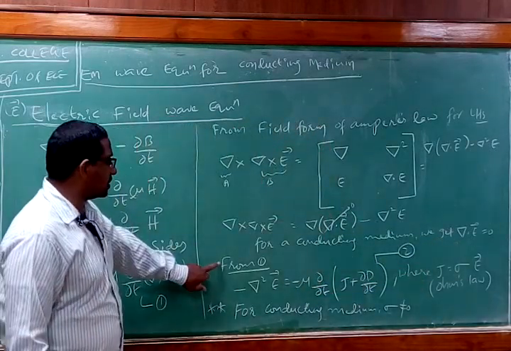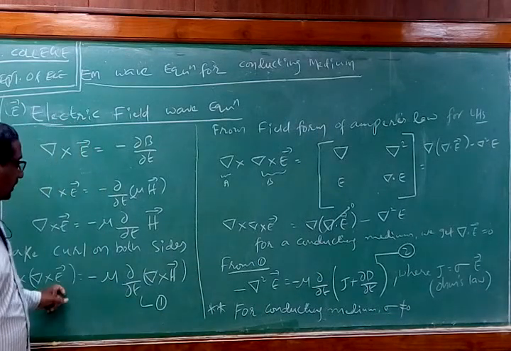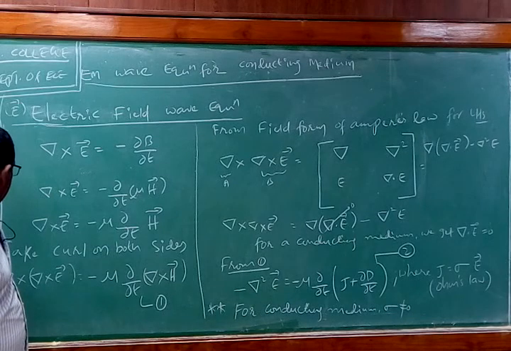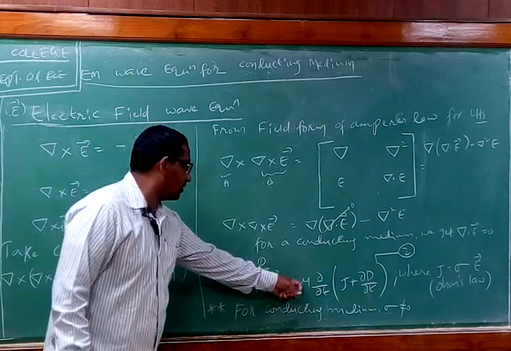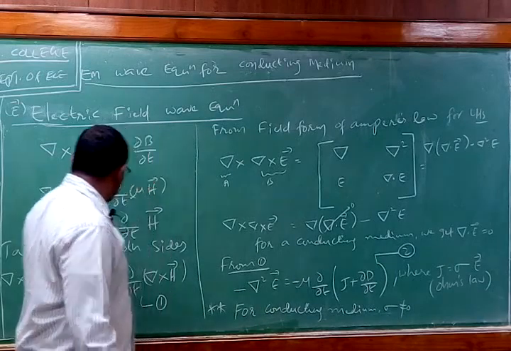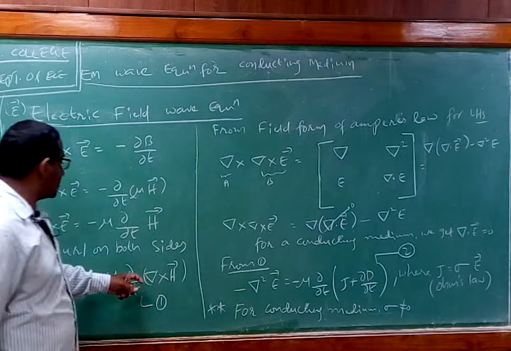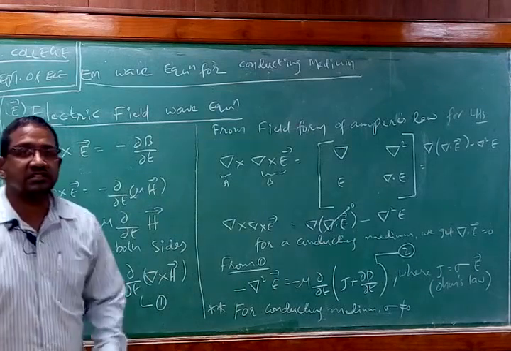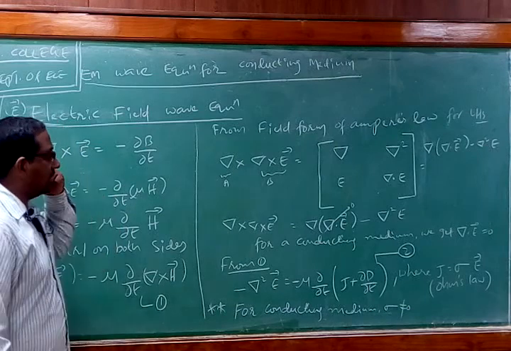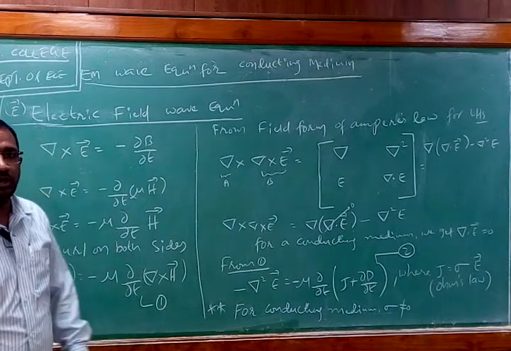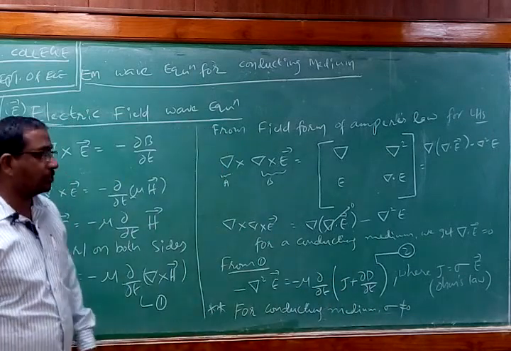Next, from equation 1, what can we have? Del cross of E, this equation we have, and this del cross of E is represented by minus del square E, is equal to, then what about this equation I have? Minus mu dou by dou t of, what is del cross H? Del cross H is the second Maxwell's equation I have. Del cross H is equal to J plus dou D by dou t. So I simply expand this with J plus dou D by dou t.